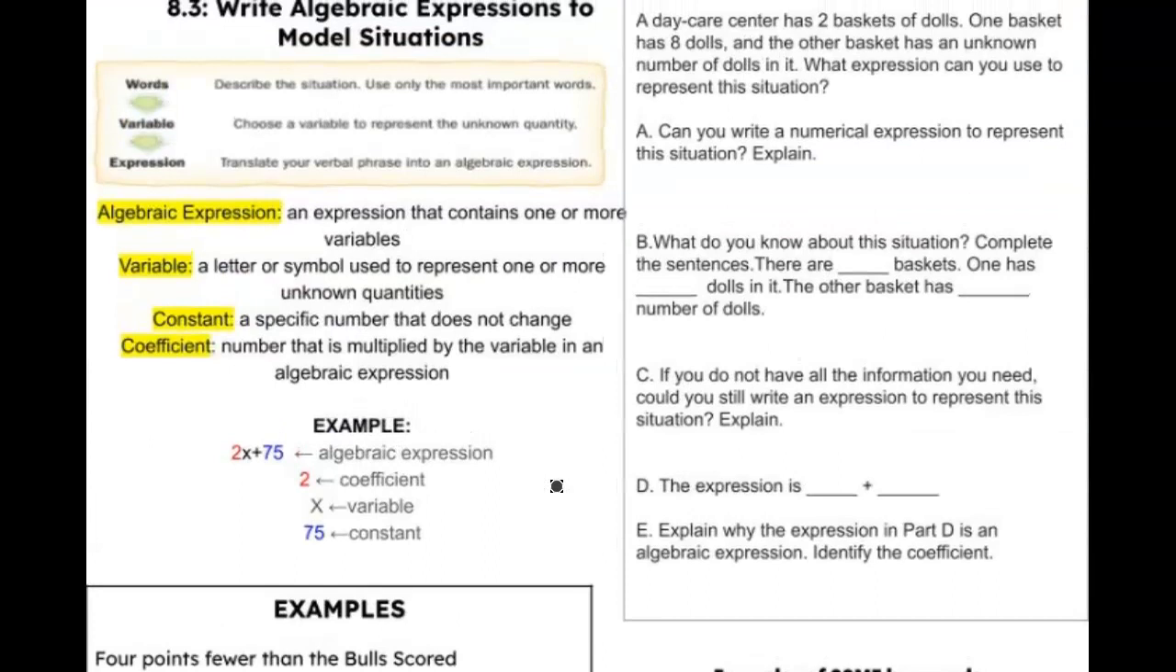And let's talk about the first thing we are going to be doing here. We're going to go right over here to the right-hand side, and then we'll go down towards the bottom. A daycare center has 2 baskets of dolls. One basket has 8, and the other has an unknown number of dolls in it. What expression can you use to represent the situation? So, A, can you write a numerical expression to represent the situation? No, we don't have enough information.